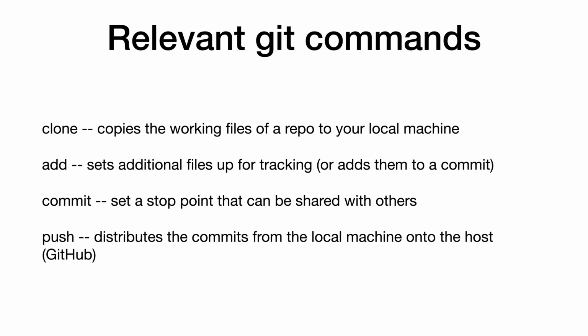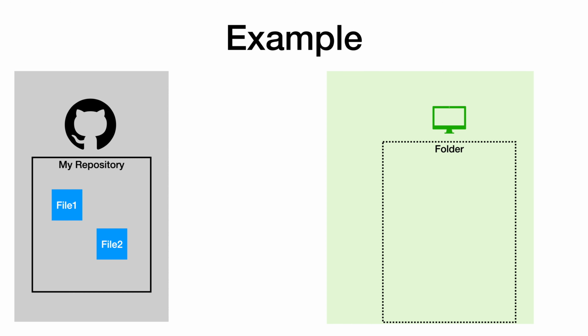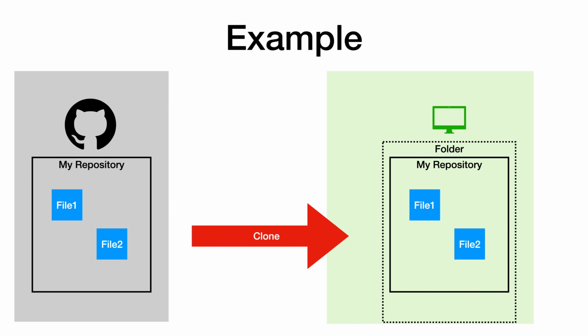So that might seem a little intimidating, but we're going to go through a little example of this, and I'm hoping that helps to explain it a little bit. Here we have GitHub over on the left, and our local machine over on the right. GitHub has a repository in it with two files, file 1 and 2. But we don't have anything in our folder on our local machine until we clone it. So we clone the repository into my folder, and you can see now that in my folder I have an exact copy of both files, file 1 and 2.